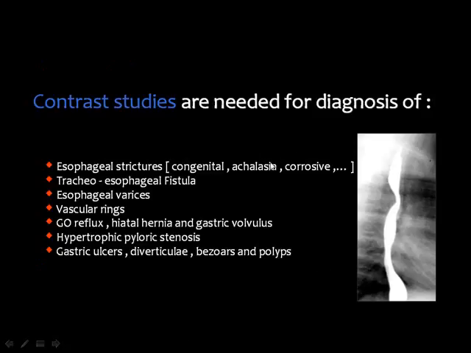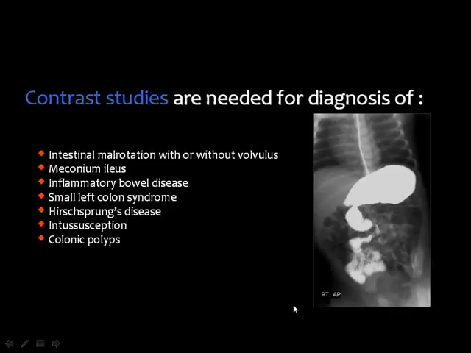Then barium or water-soluble contrast media are helpful in the diagnosis of esophageal strictures, whether congenital or due to achalasia or due to corrosive, the diagnosis of tracheoesophageal fistula, the diagnosis of esophageal varices, vascular rings, gastroesophageal reflux, hiatus hernia, and gastric volvulus, as well as the hypertrophic pyloric stenosis, gastric ulcerations, diverticuli, foreign bodies, and polyps.